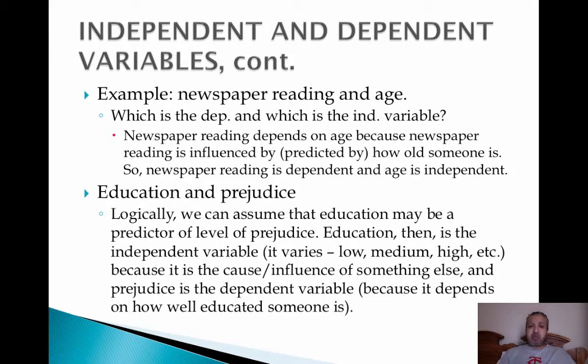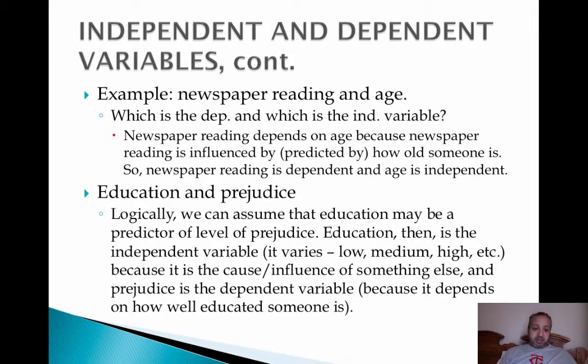Well, in this example, age is the independent variable. We're going to systematically vary it. We're going to have our young people, our old people, our middle-aged people. We can do that very easily, like in a survey. We can just ask people how old they are, and we can divide them up into the categories, right? And newspaper readership is the dependent variable. That's what we want to explain, right? That's what we actually want to measure here. We want to see how much people are reading the newspaper by age, right?